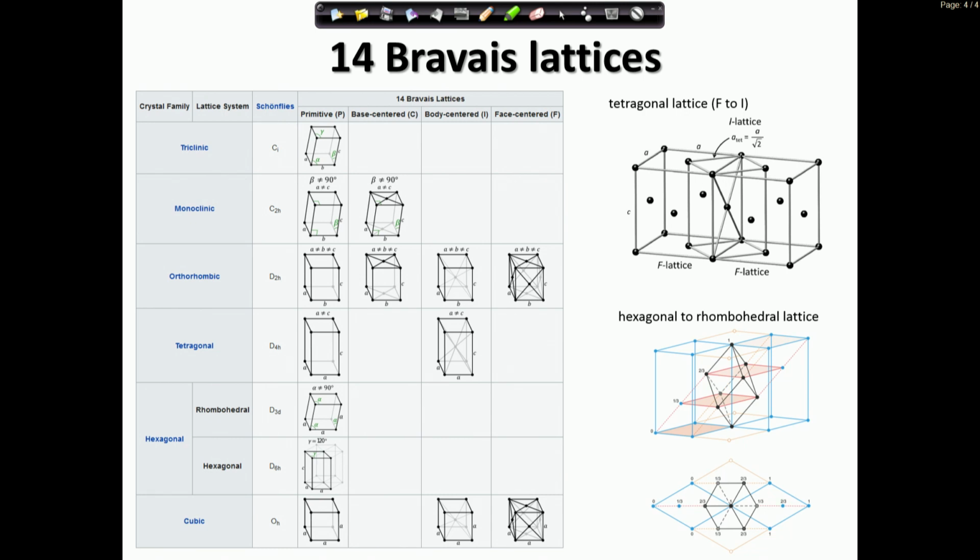So there is, for example, also no C-centered cubic, because the symmetry of the cubic structure is such that if you have a C-centering, you must by symmetry also have A-centering and B-centering, and the result is an F-centered cubic lattice. So altogether 14 different types.